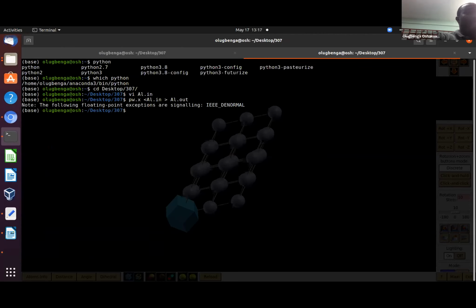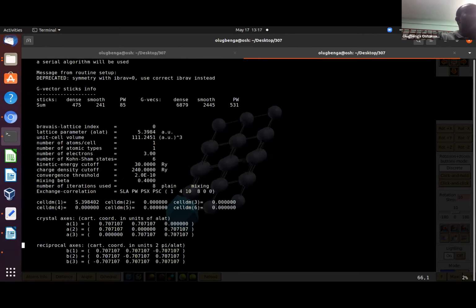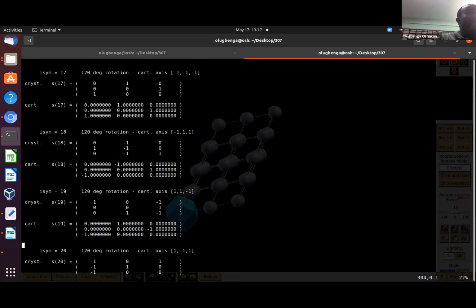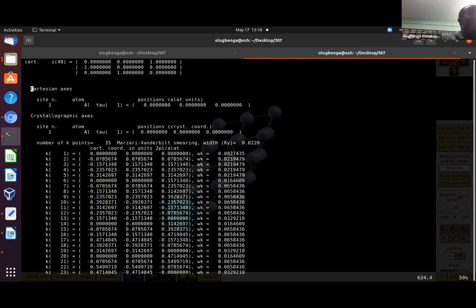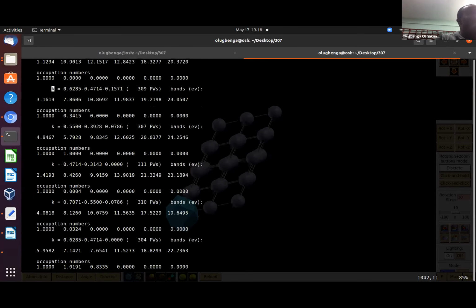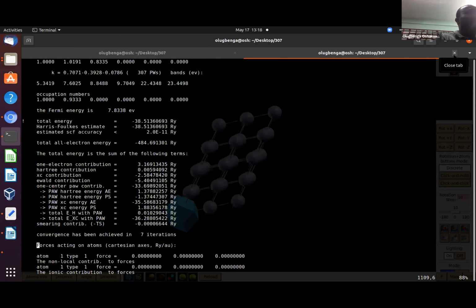Now it has completed the run. So we can view our output file, aluminium.out. This file was created just now, and you can see a lot of calculations that have been done. But what concerns us at this moment is the total energy, which is somewhere down here. We have to look for it. Okay, the total energy is minus 38.5136 Rydberg. So if you can just note that energy and let's try to run it again.